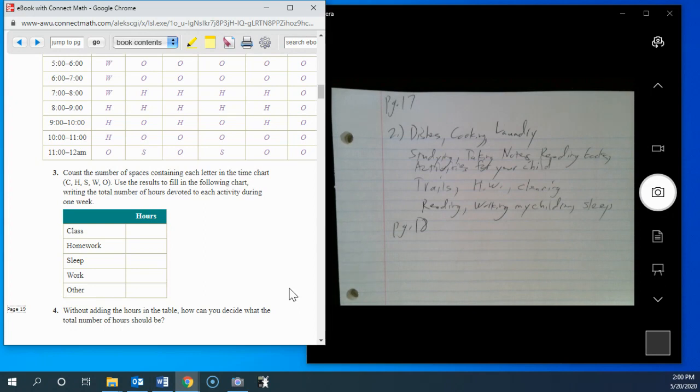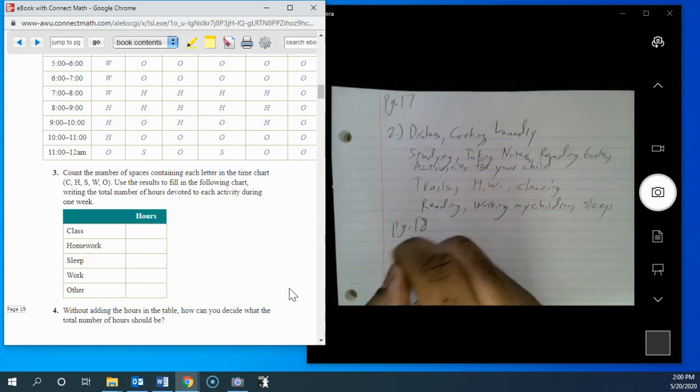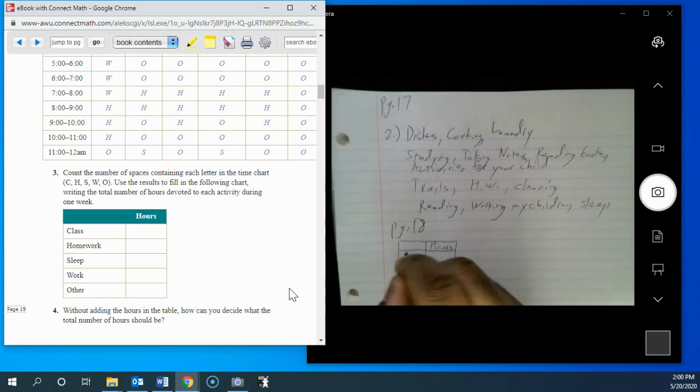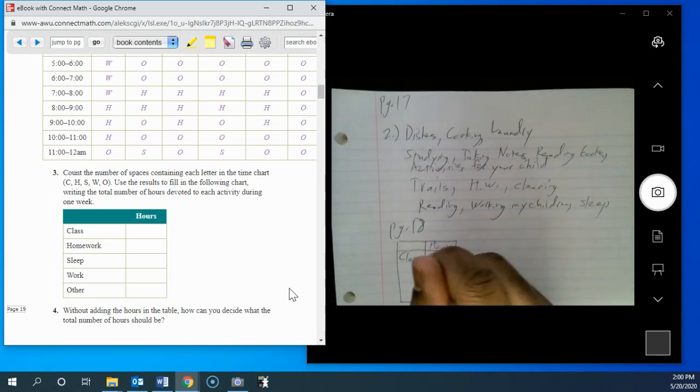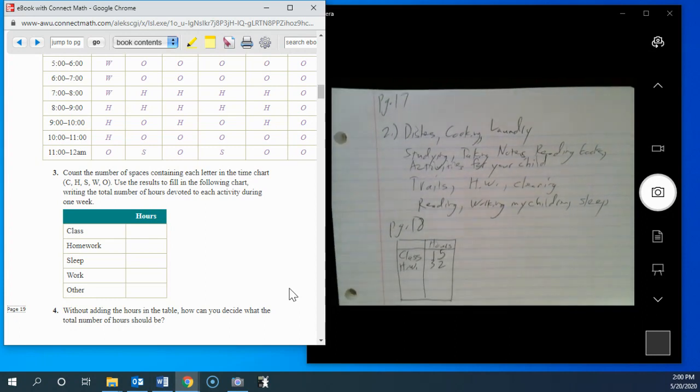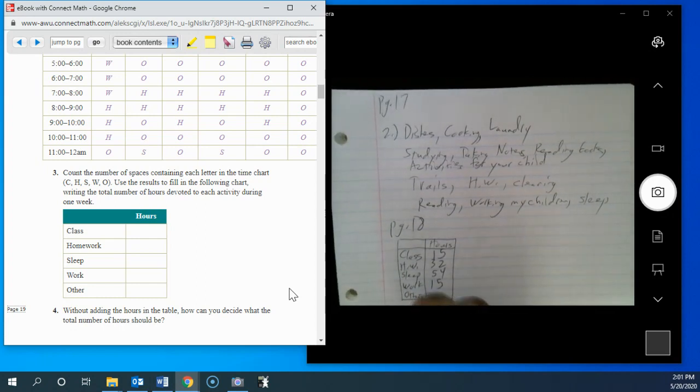Okay, now if you notice here, the CHSWO are the first initials of these different activities. So with number 3, I'm going to give you all the amounts because we really don't have enough class time to count all of this. So with class, that would be 15 hours. Then homework would be 32 hours. Sleep would be 54 hours. Work is 15 hours. And other is 52 hours.